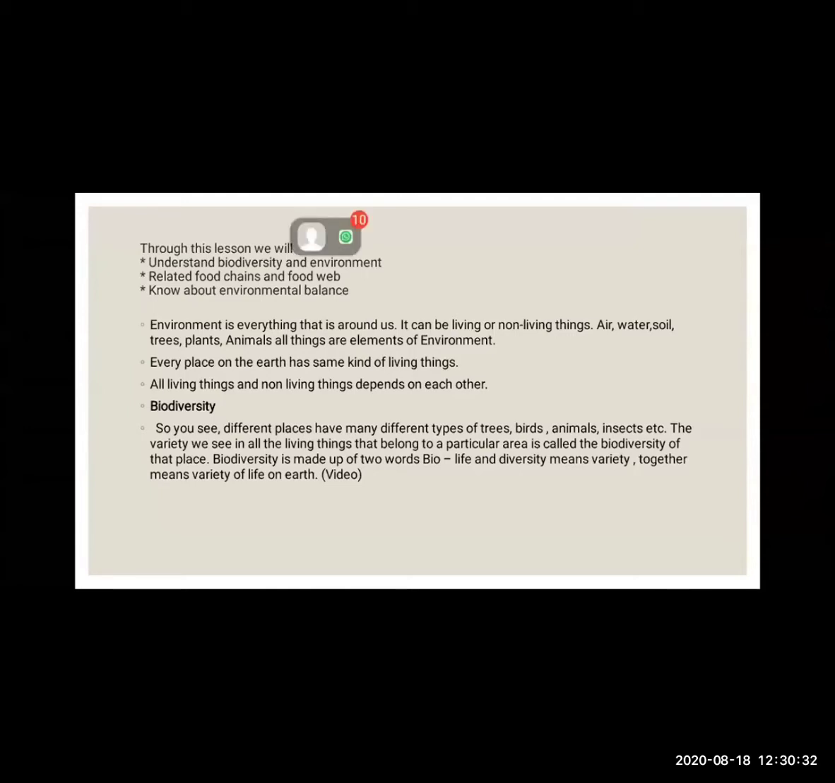Okay? Environment is everything that is around us. What is around us? Environment. We are living in the environment. It can be living or non-living things. Air, water, soil, trees, plants. See it again. What all is around us?